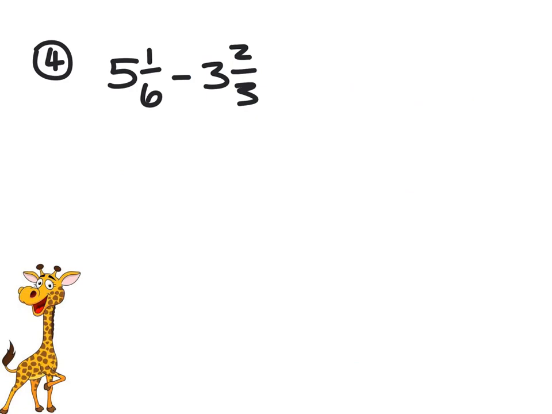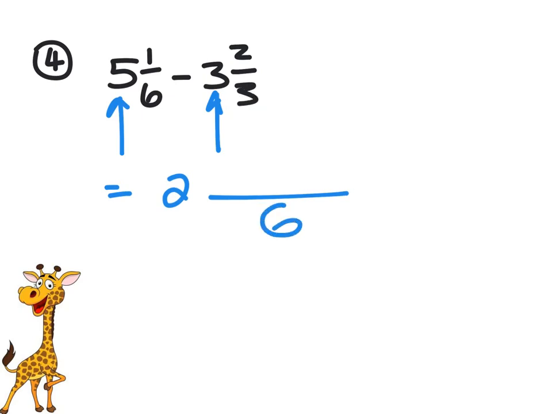Question 4, the fractions question. So again, we're going to deal with the whole numbers first of all. So 5 take away 3 is 2. Then we're going to deal with the fractional part. Looking at the bottom of the left hand fraction, it's a 6. Bottom of the right hand fraction, it's a 3. So that tells me the new bottom number is going to be 6. You can work out the new top numbers. You can do the subtraction and get the answer.